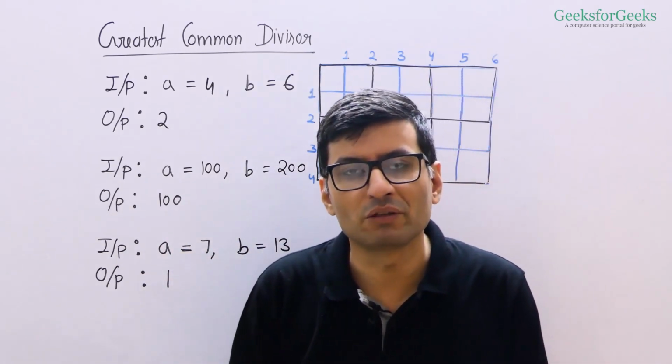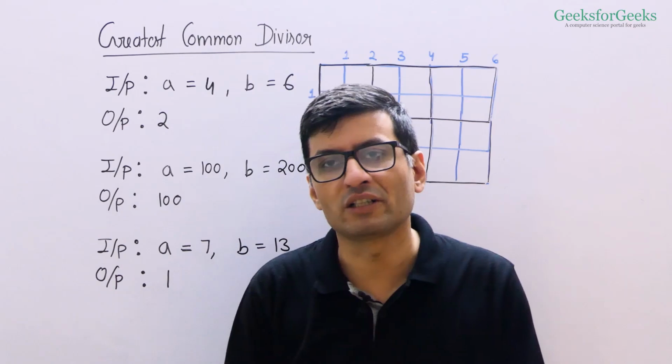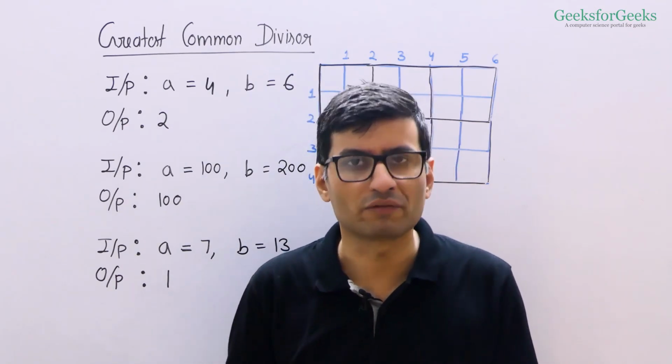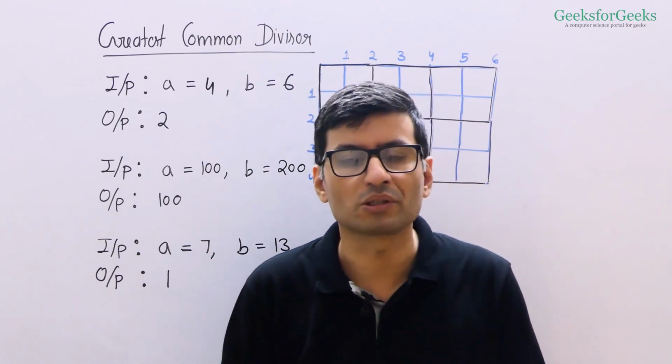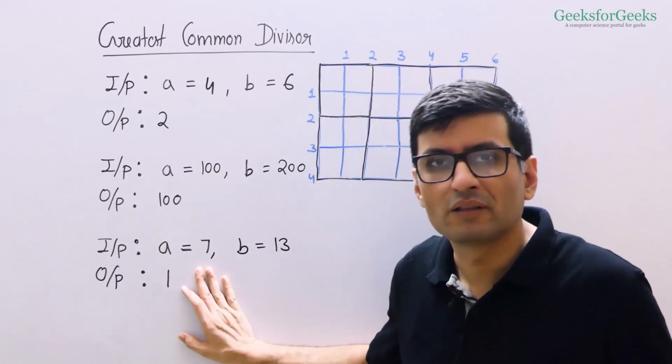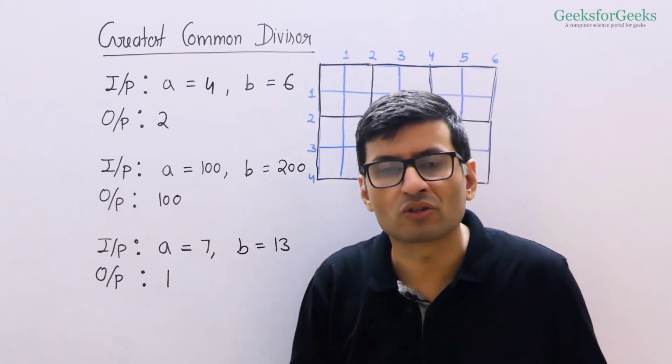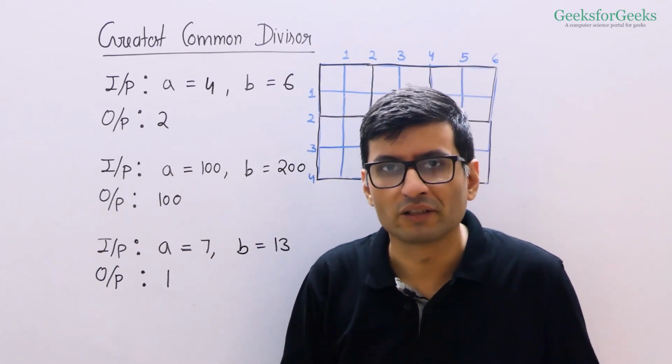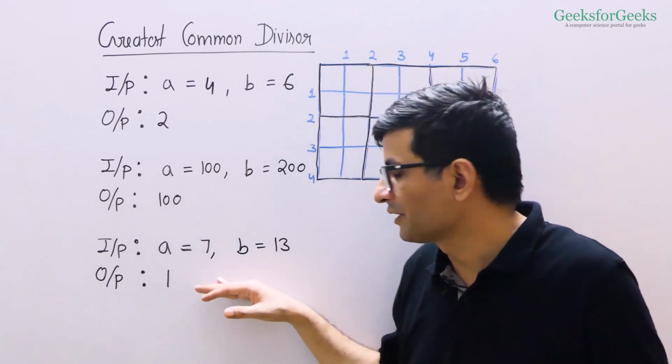Other examples can be 15 and 30. So 15 divides 30, right? Or 15 and 45. 15 divides 45, so our output is 15. Let us see this example. In this example, there is only one common divisor and that divisor is 1. So our output is 1 in this case.